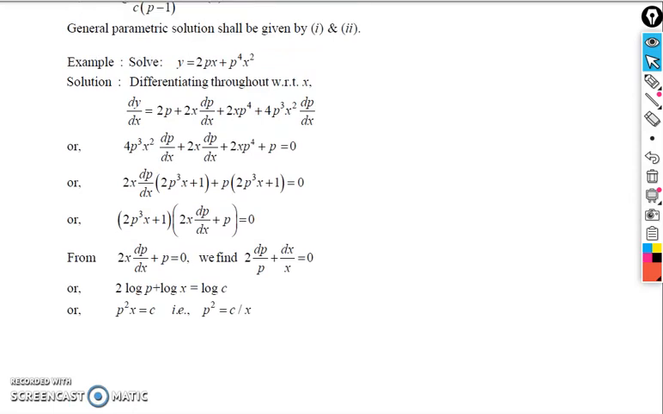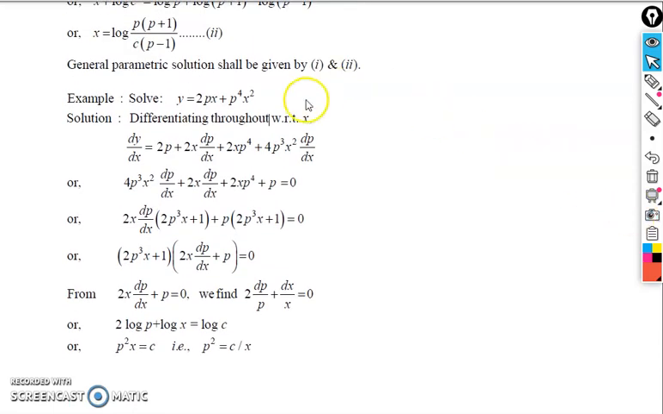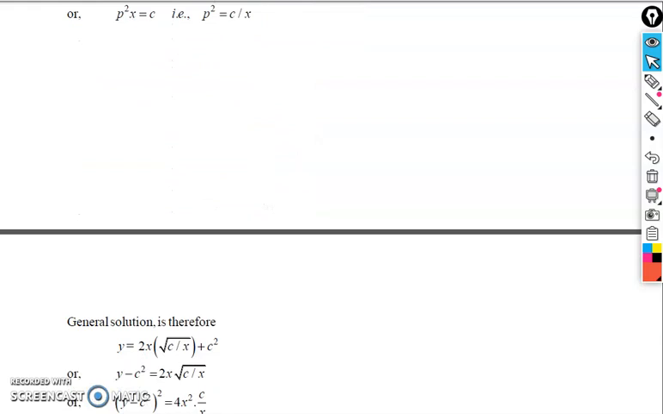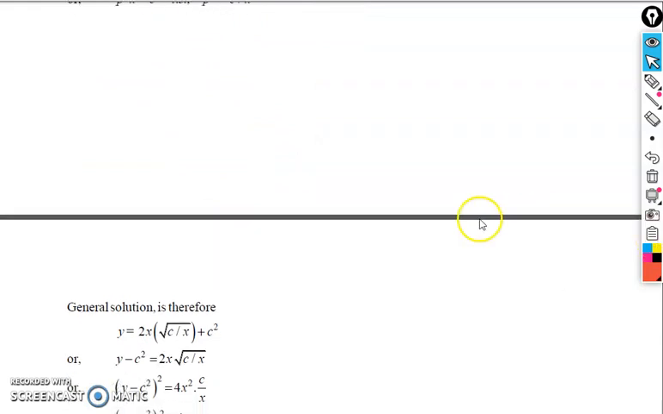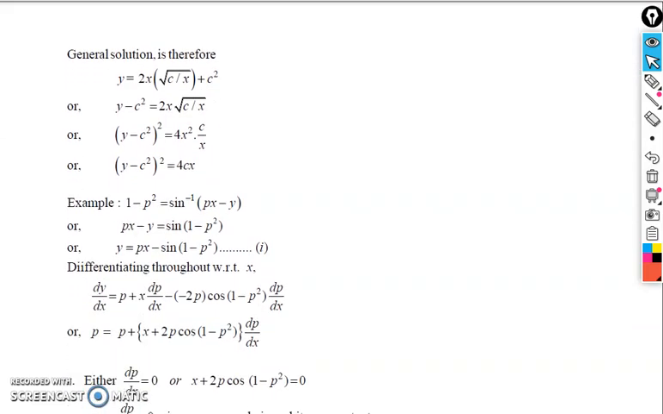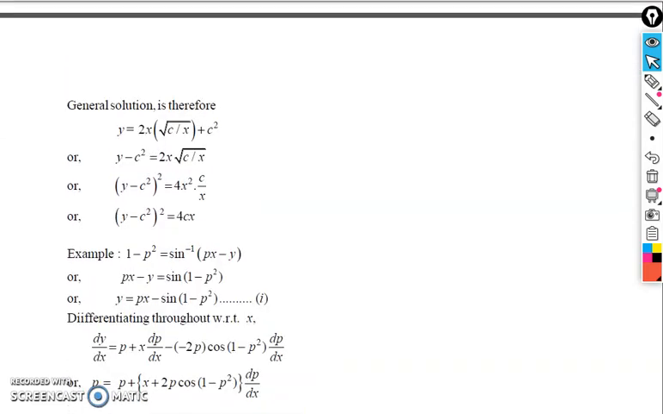Therefore, for the general solution, we put the value of p in equation 1. Here it is 2px plus p to the power 4 x square. When we put in the value of p, the p to the power 4 x square term should cancel out, so the general solution becomes exactly this.